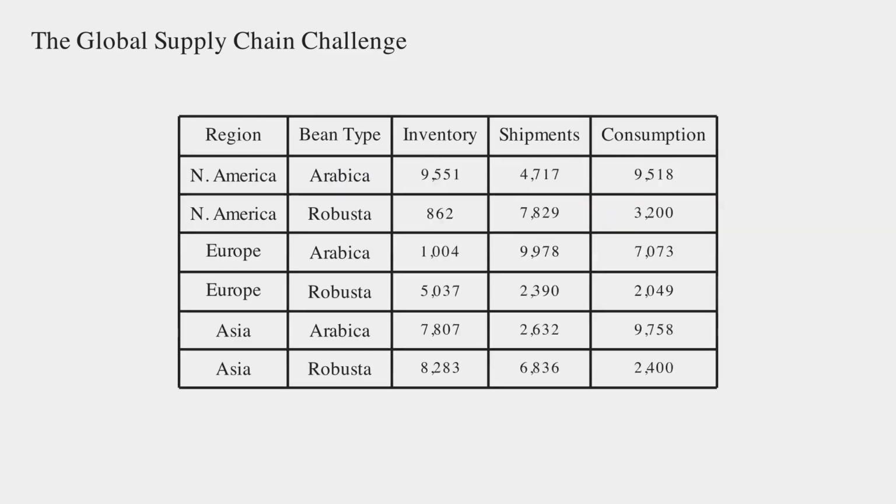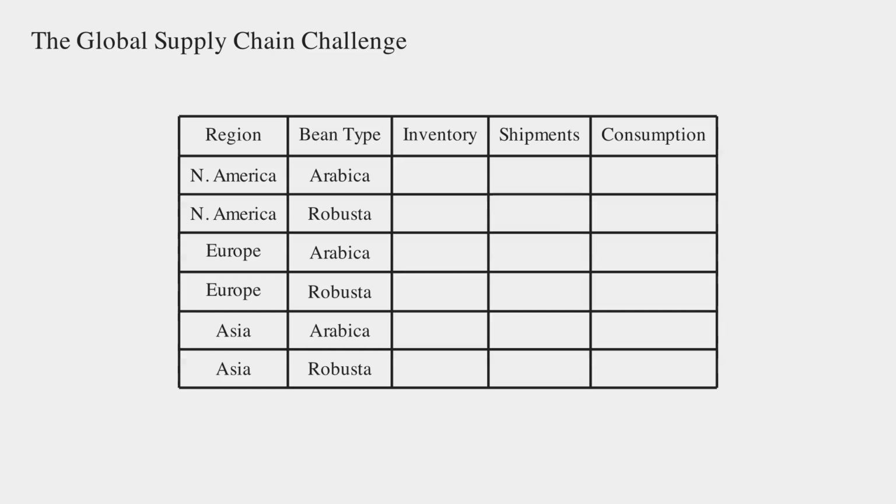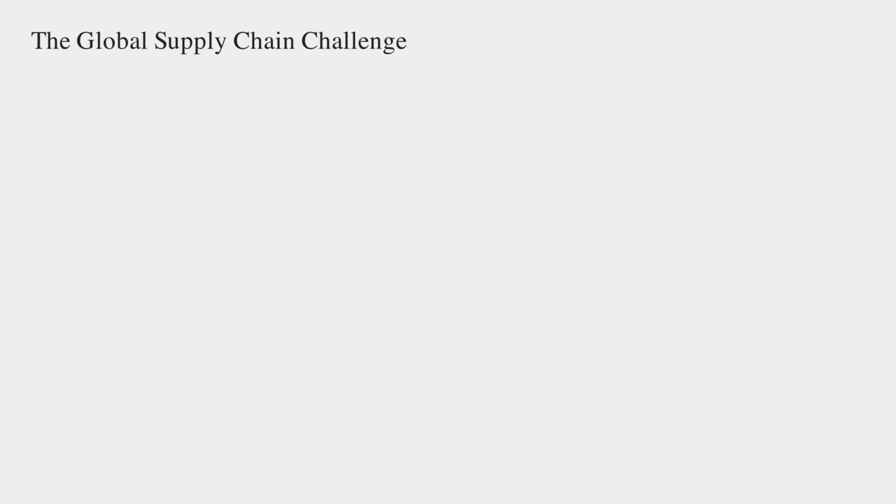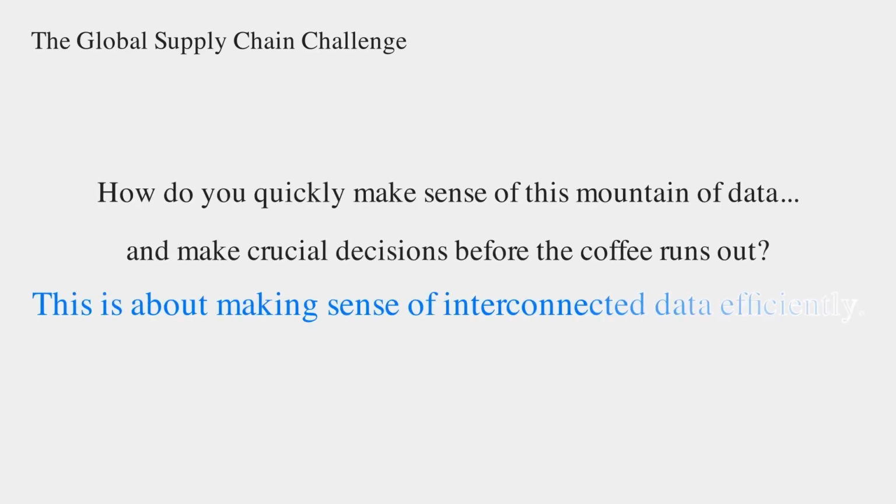Suddenly, a critical alert flashes: a potential shortage of Robusta in Europe, while Arabica is overstocked in Asia. How do you quickly make sense of this mountain of data and make crucial decisions before the coffee runs out? This isn't just about coffee, it's about making sense of interconnected data efficiently.